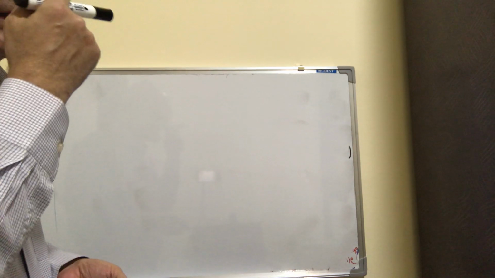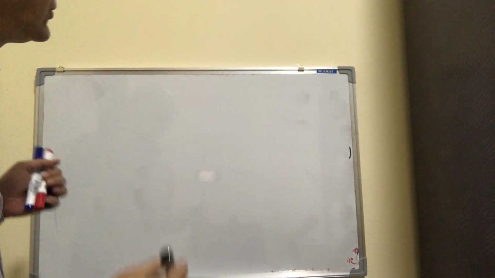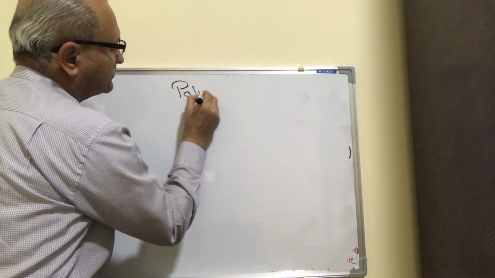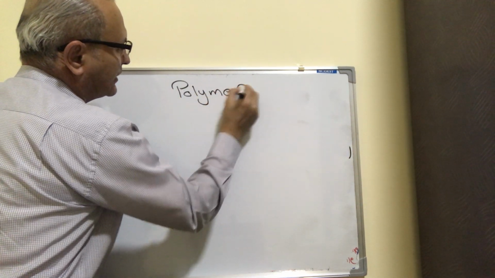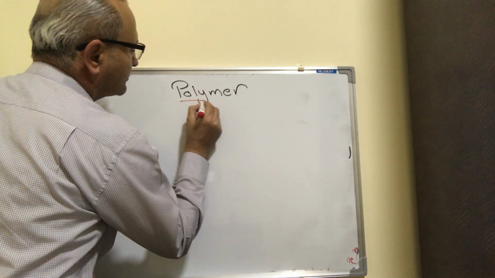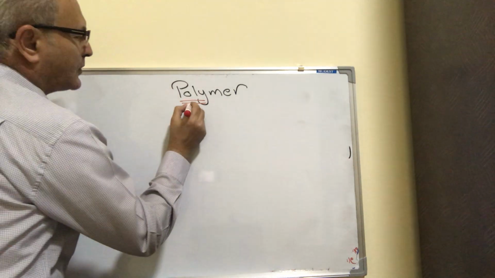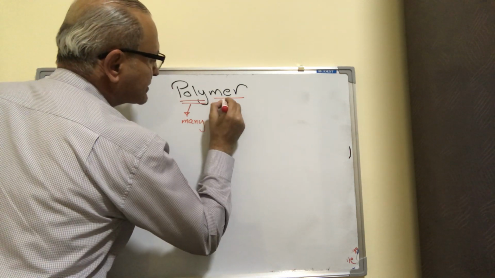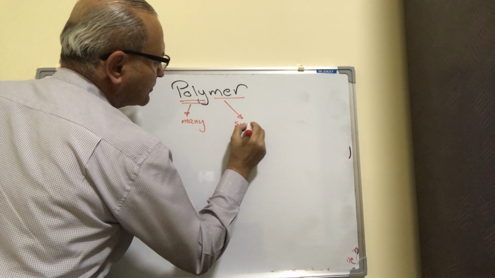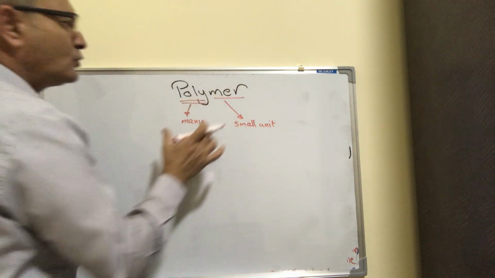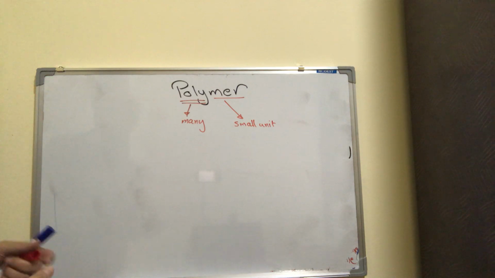Hi. Today we are going to talk about polymerization and polymers in general. First of all, we will start with the term polymer. What does that mean? If we look at it, we will find that it is made up of two parts. The first part, poly, means many, while mer means small unit.